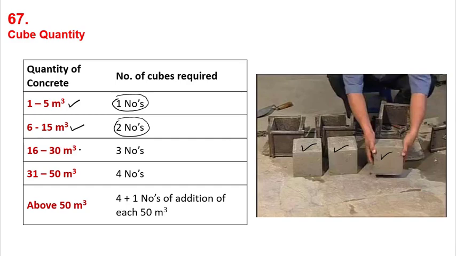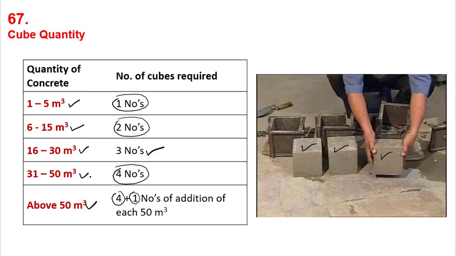If the concrete quantity is between 16 to 30 meter cubes, then the number of cubes required is 3. If the concrete quantity is between 30 to 50 meter cubes, then the number of cubes required is 4. If the concrete quantity is above 50 meter cubes, then you have 4 cubes, but you need to add 1 additional cube for each 50 meter cube. For every 50 meter cube addition, you need to add 1 cube extra. So you need to remember this.